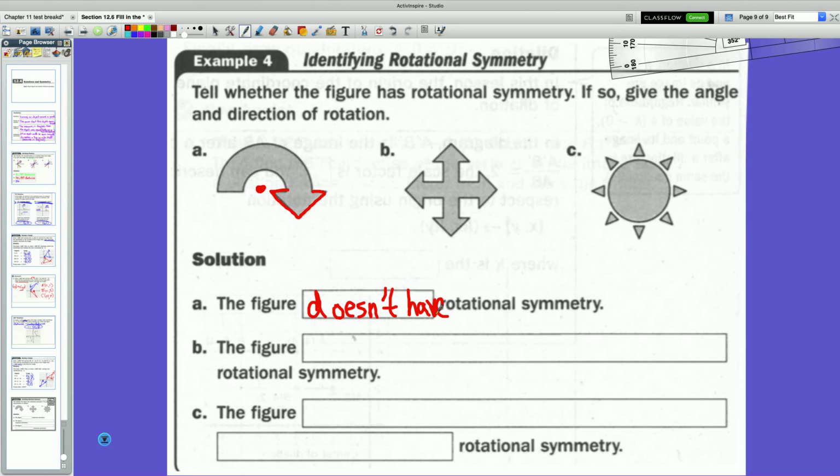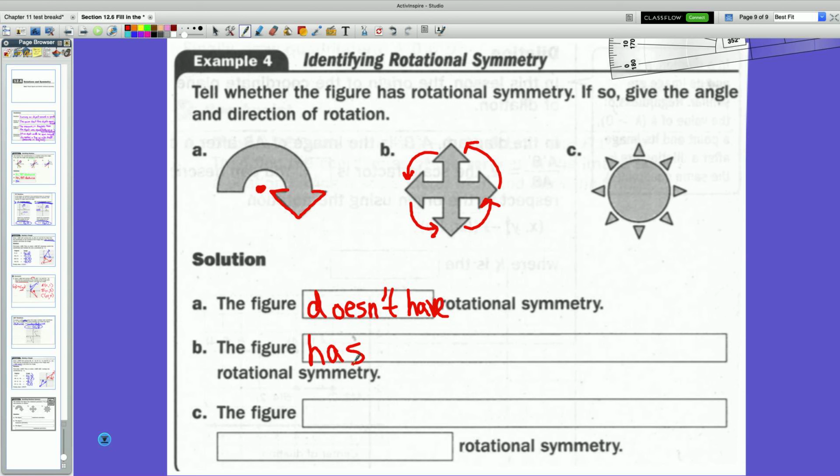Okay, if I look at this one, if I spun it so that this lined up there, and that one lined up there, that one lined up there, and that one lined up there, right? I could do that 4 separate times. So it does have rotational symmetry.